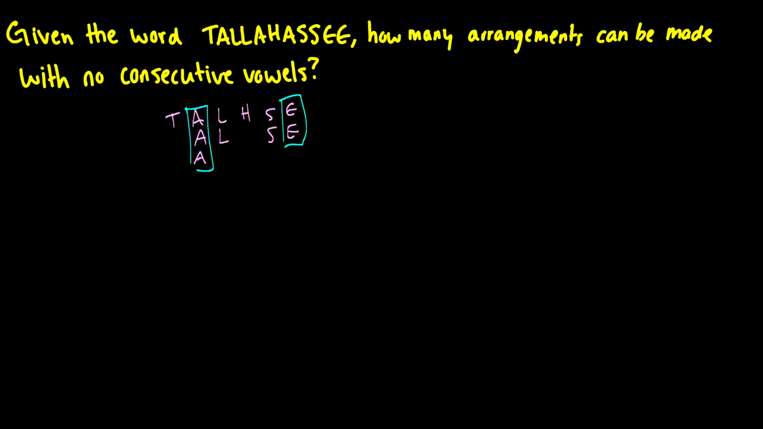So now we have a word that is TLLHSS. And we ask ourselves, how many ways can we arrange this word? Well, this should be fairly simple. We see there's 6 total letters, so that's 6 factorial. We have 2 L's, so we divide by 2 factorial. We have 2 S's, so we divide by 2 factorial, because they are indistinguishable from each other. So here's the first part.